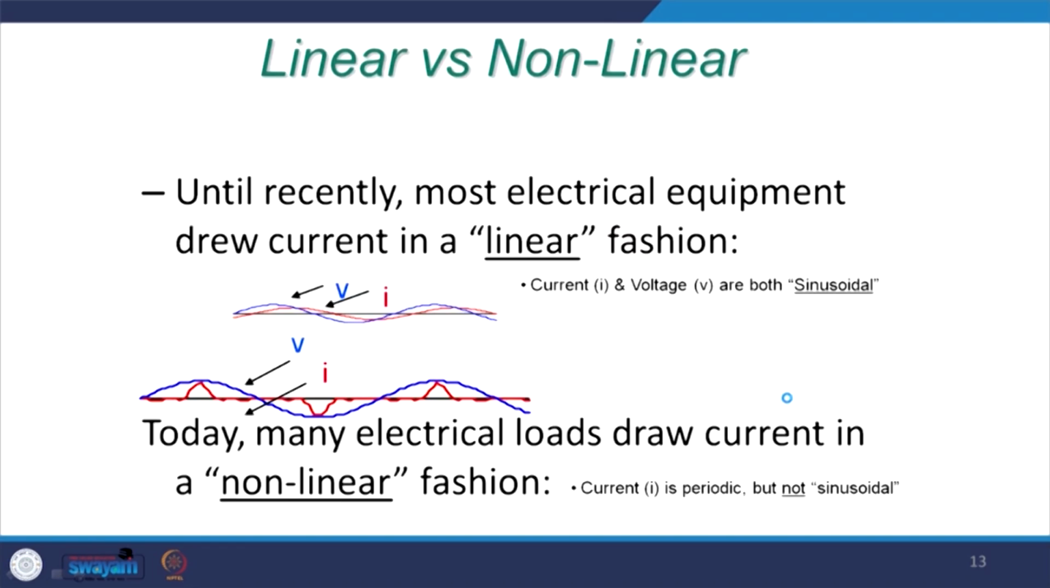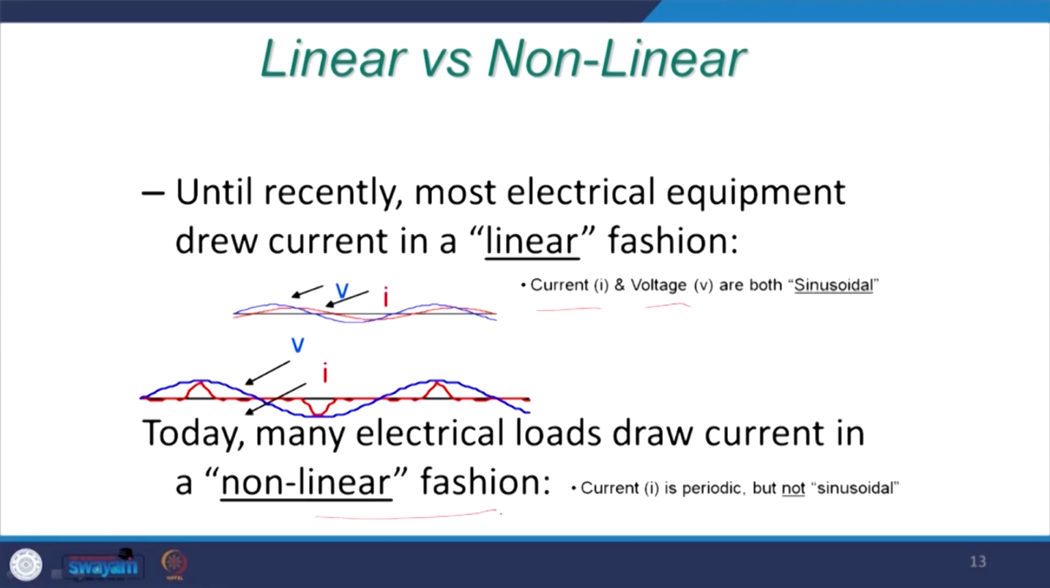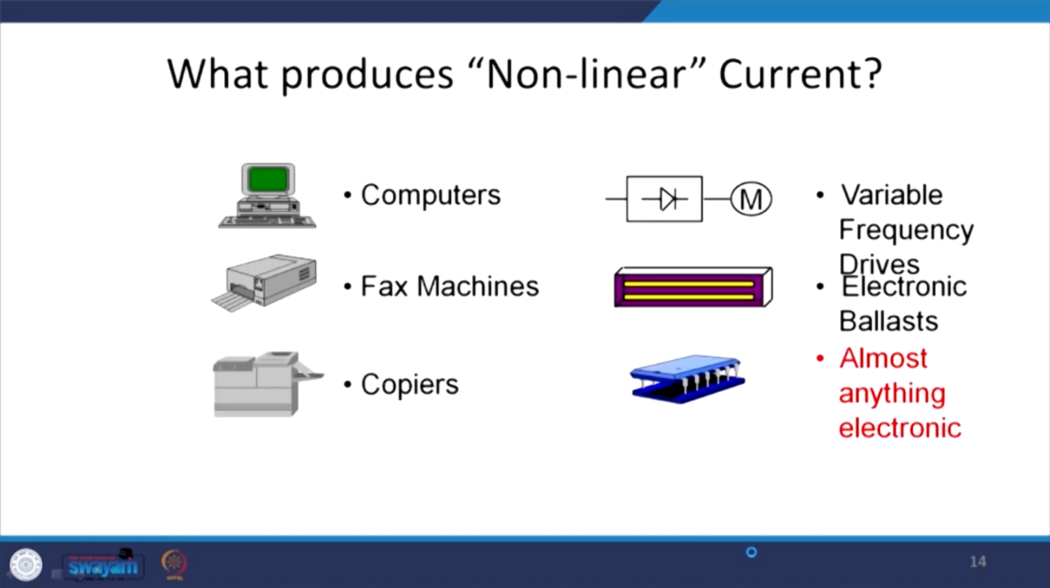Till now we have been talking about the linear load. Until recently, most electrical equipment drew current in a linear fashion from the linear voltage. This is a voltage and current, which may have a phase lag or phase lead depending on whether the current is inductive or capacitive. But current and voltage are both sinusoidal. Nowadays, because of nonlinear loads such as variable speed drives, voltage and current are far from sinusoidal, and the current is not sinusoidal.